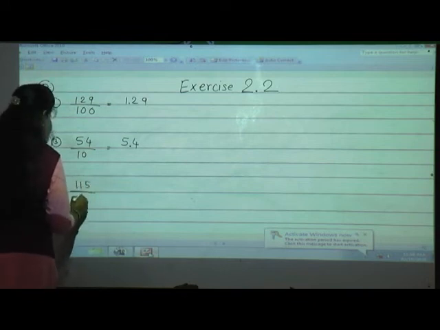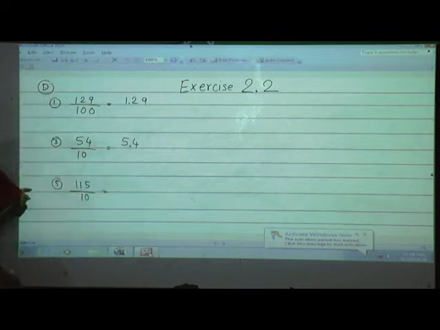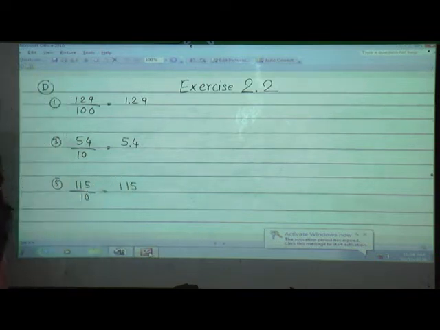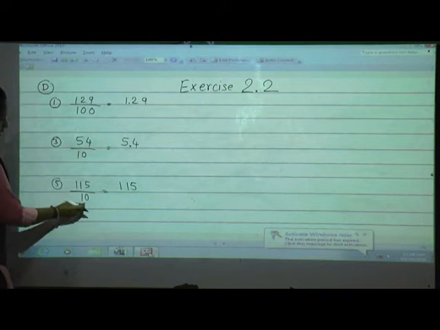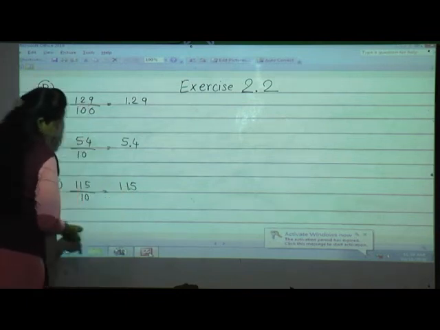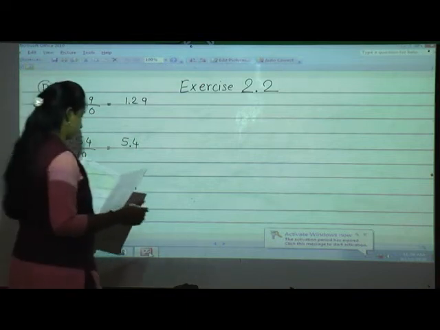Next. Now fifth one I will take. 115 divided by 10. Now see, write 115 as it is, numerator write as it is, then see the denominator. Denominator is having tenths. So 1 is followed by 1 zero. So place the decimal point after 1 digit. If 1 zero, after 1 digit. If 2 zeros, after 2 digits. If 3 zeros, after 3 digits.